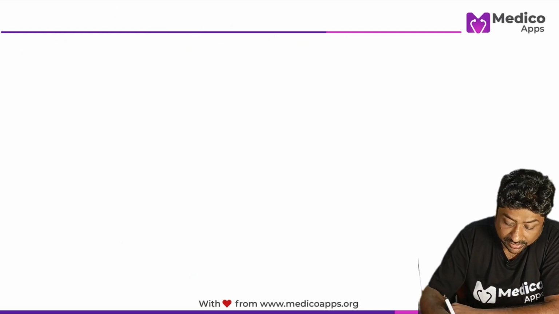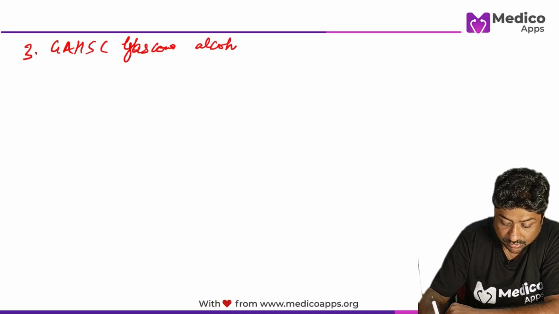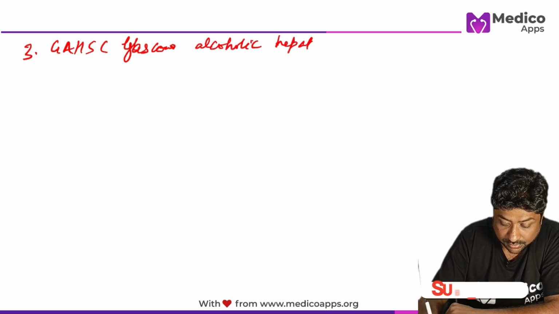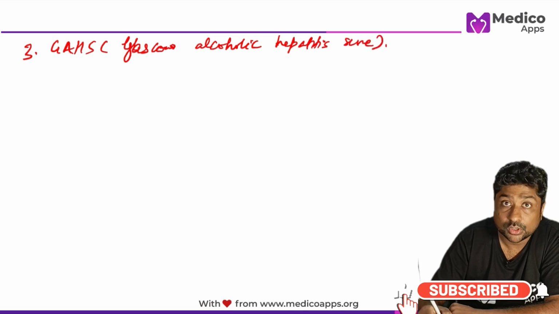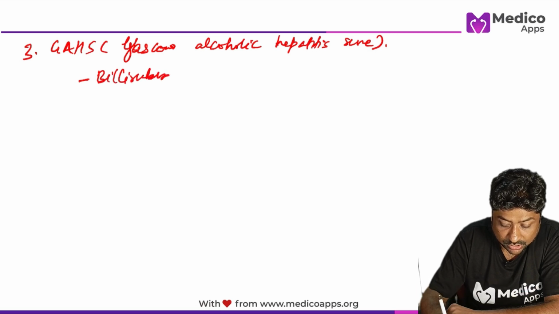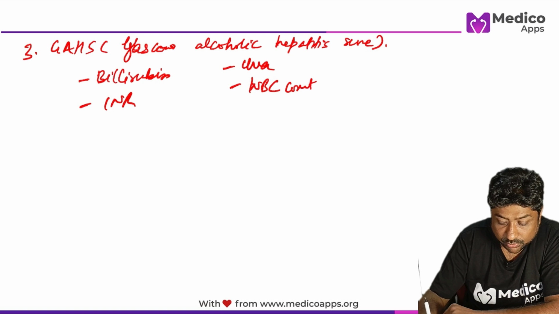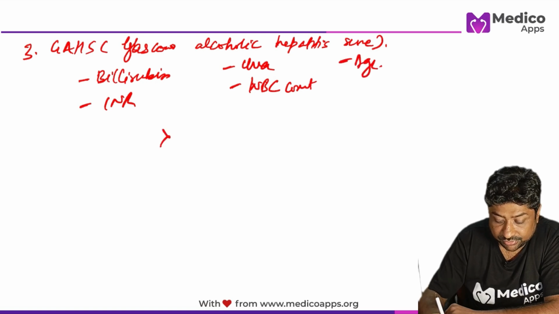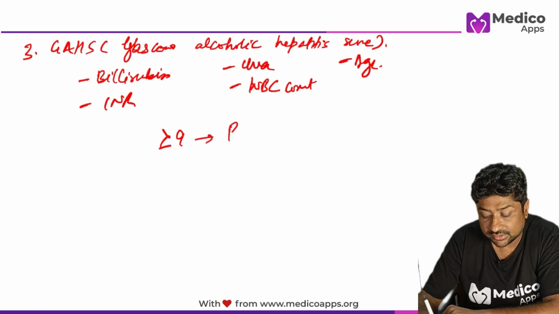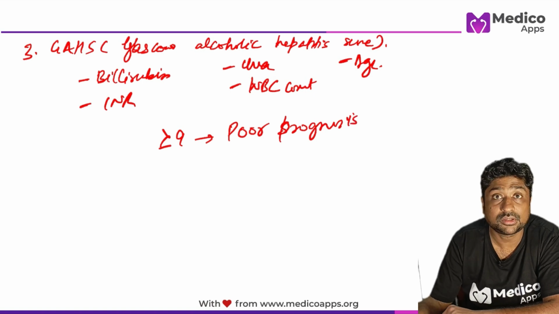Let's look at the next scoring system, that is GAHS, also called the Glasgow Alcoholic Hepatitis Score. What are the factors it will take? I have told you that all the scoring systems will take bilirubin and INR. Apart from that, it will take urea levels, WBC count and age. Okay, and if the score is more than 9, then it signifies a poor prognosis. So the higher the score, the poorer the prognosis.